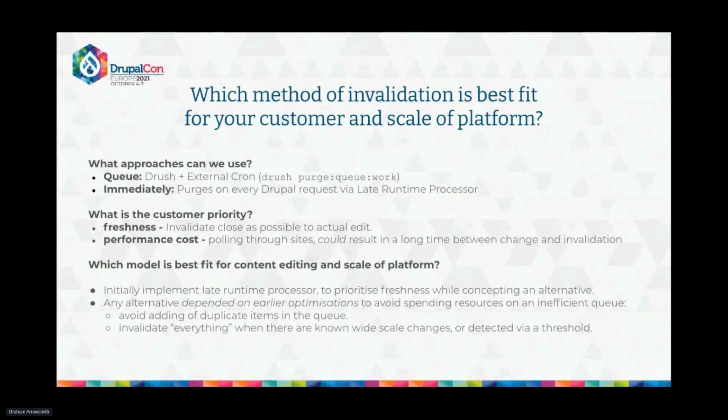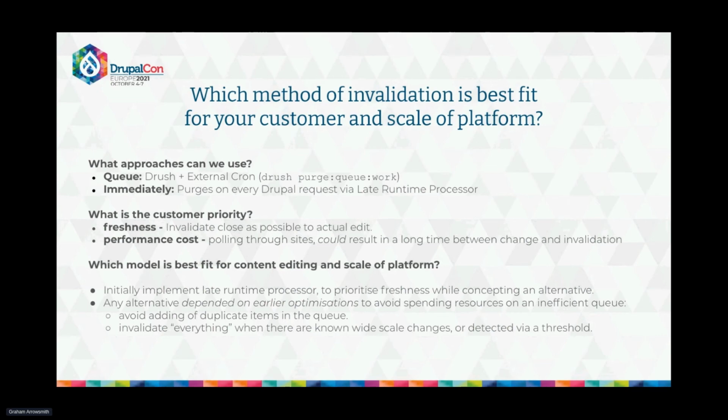What we were faced with, I guess, were two different competing requirements. The requirement for freshness: the customer wants to invalidate content as closely as possible to the actual edit. I make a save, I want to know that we're taking action. The alternative approach is to look at performance and protecting the platform, pulling through sites. This might work for some customers where freshness is not the driving factor, and they could wait a reasonable time, or maybe take some other actions that would allow a queue. But it could result in a long time between a change happening and an invalidation.